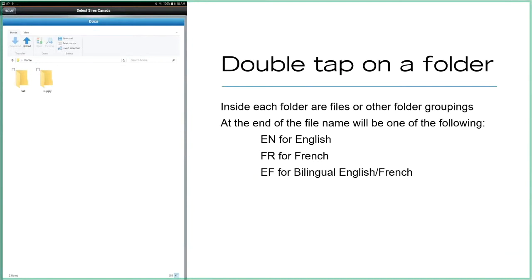Inside each folder, there are the files or folder groupings, and at the end, you'll notice for every file, Colleen has gone back in and has made changes to the naming of the files. All English files will end with EN. All French files end with FR. And if they're a bilingual document, they will end with EF.